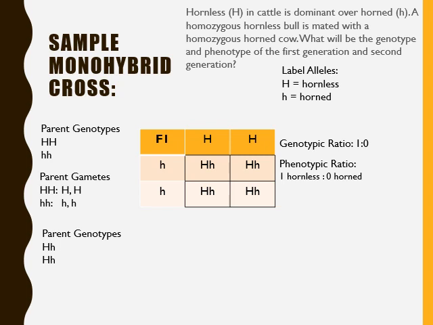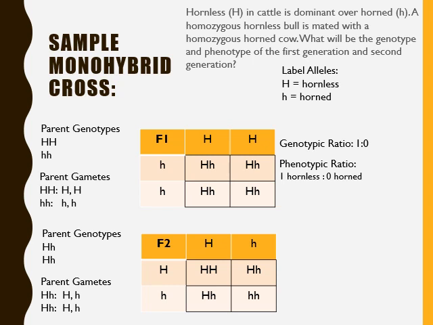So now our parent genotypes are big H, little h, cross to big H, little h. The gametes can form. You take the big H, little h, you split them, so you have a gamete with a big H and a gamete with a little h. You do the same for the other parent. It's big H, little h, so you've got a gamete with a big H and a gamete with a little h.